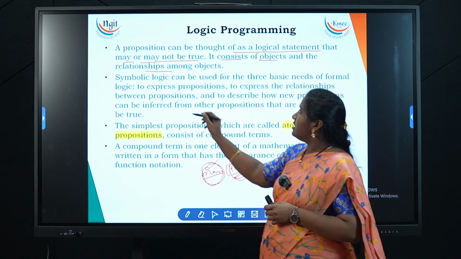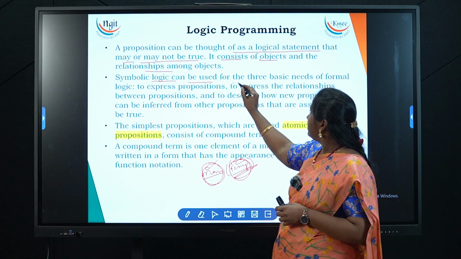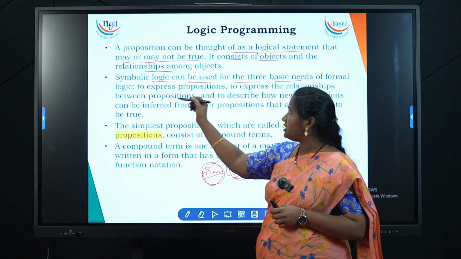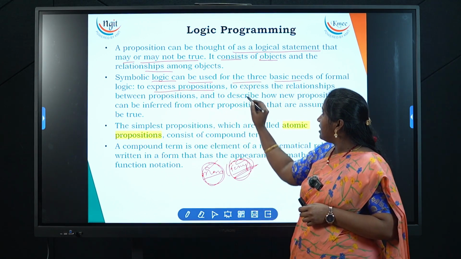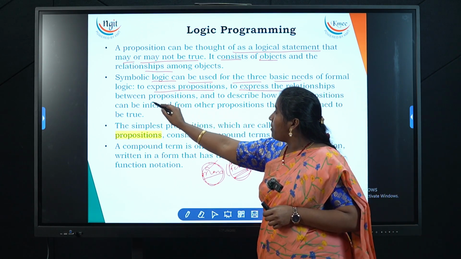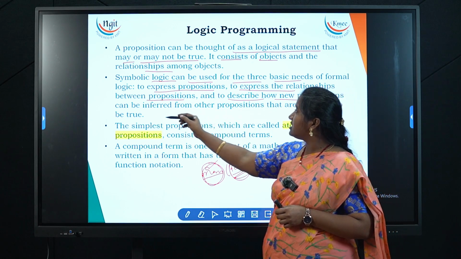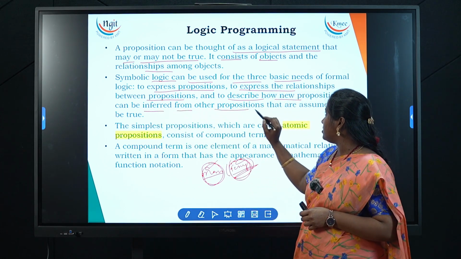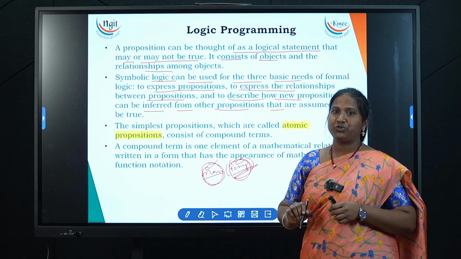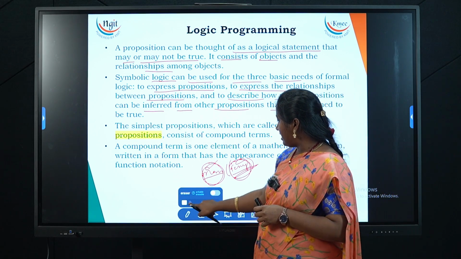So symbolic logic can be used for the three basic needs of formal logic: to express propositions, to express the relationships between propositions, and to describe how new propositions can be inferred from other propositions that are assumed to be true. We'll see an example for better understanding.